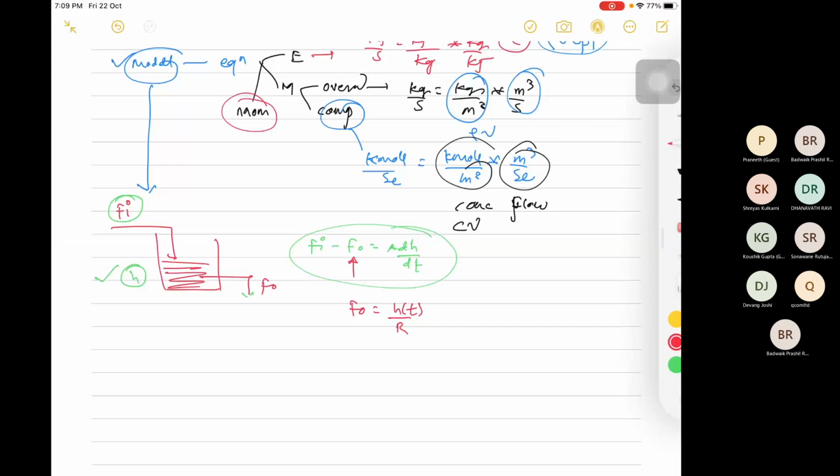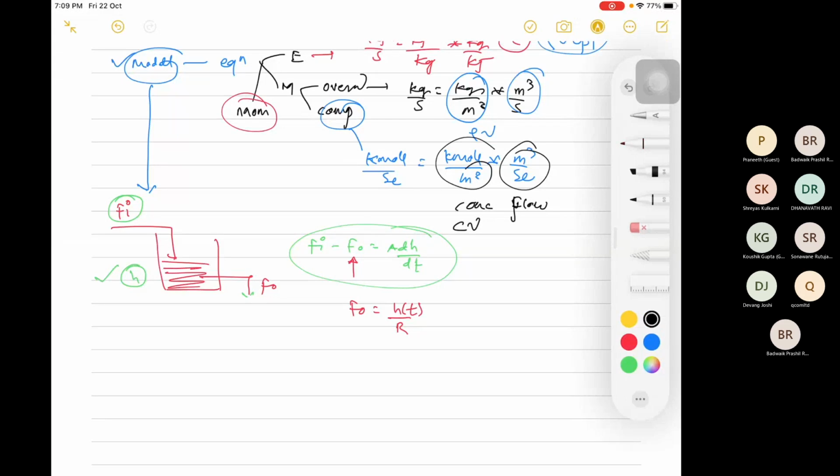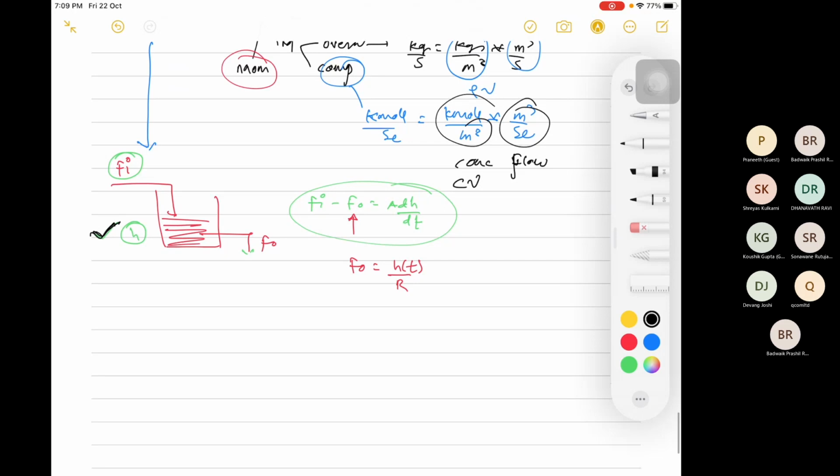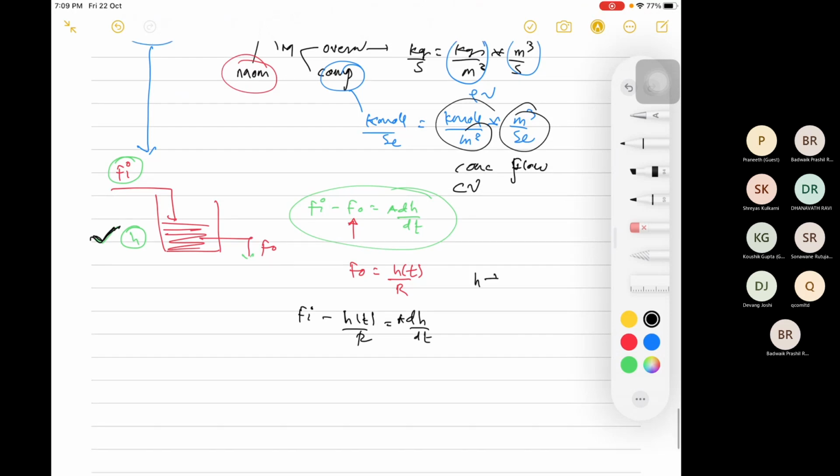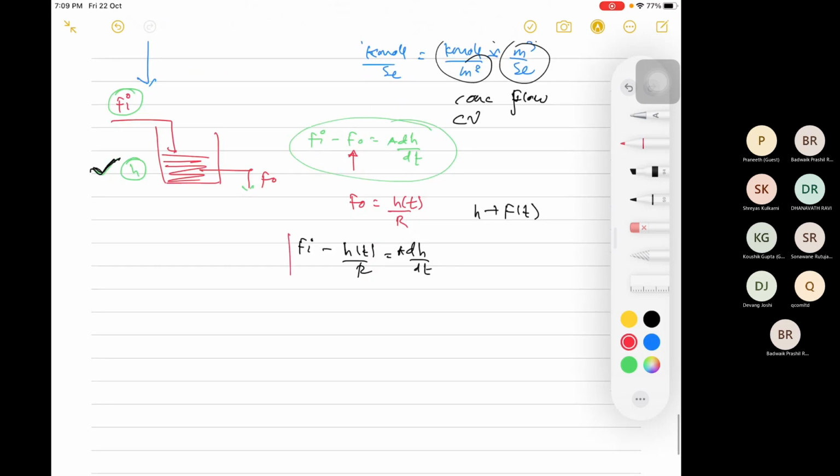Here H is a function of time. As time changes, there is a change in this height if you disturb the system. So your equation is Fi minus H of t divided by R equals A times dH by dt, where H is a function of time after disturbance. Now this is your equation. Can you arrange this? A into dH by dt plus H of t divided by R equals what?